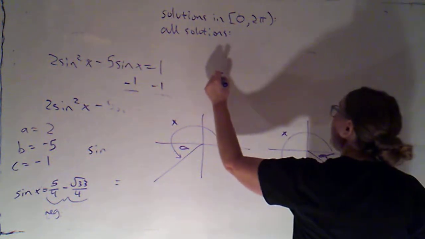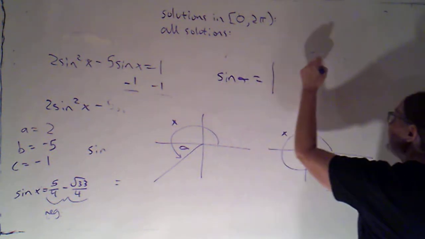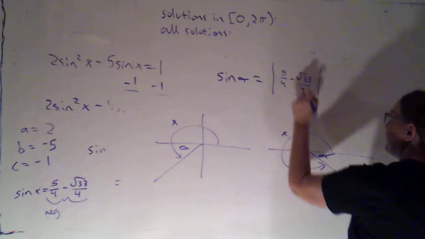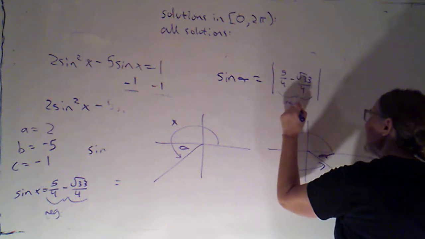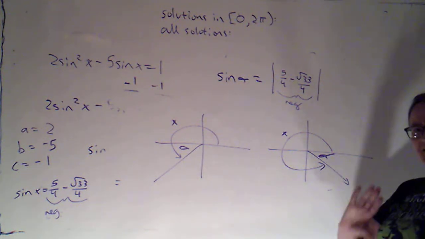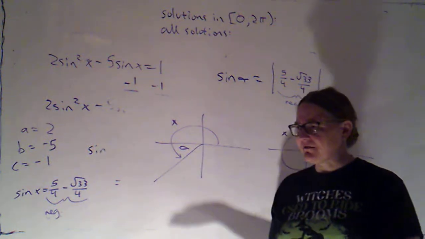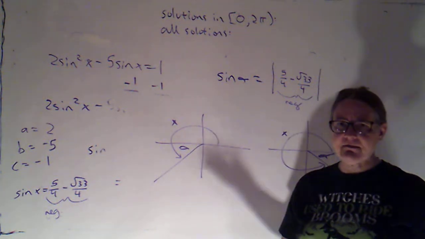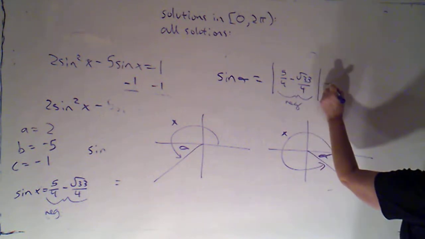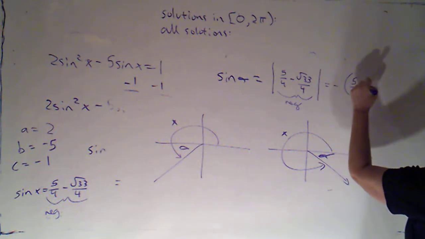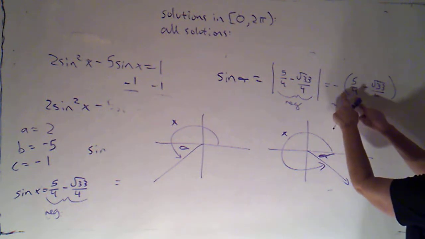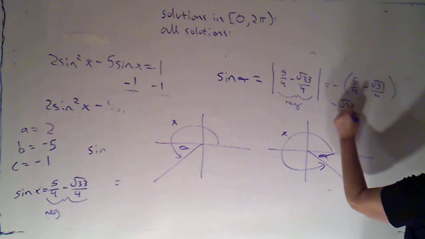Now, what I know about alpha is that sine of alpha is the absolute value of 5/4 minus root 33 over 4. And remember, we said that that was a negative number. Well, when I take the absolute value of a negative number, I just take the opposite of that number, right? Absolute value of -3 is 3. Absolute value of -7 is the opposite of -7, which is 7. So I'm going to get the opposite of 5/4 minus root 33 over 4. And what that's going to do is make the 5/4 negative and the root 33 over 4 positive.